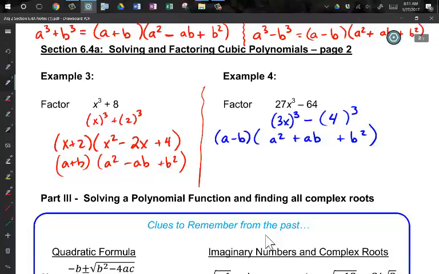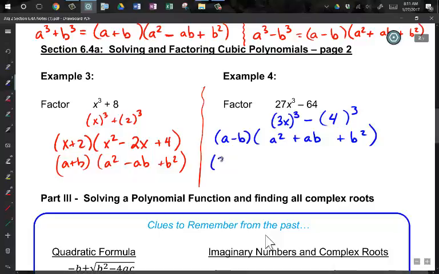So now let's just fill in our values. What is A? 3x. Minus, what is b? 4. What's 3x squared? We're taking the 3x and we're squaring it. So what do we get? 9x squared. Plus, what's 3x times 4? 12x. And then what's 4 squared? 16. That's it.